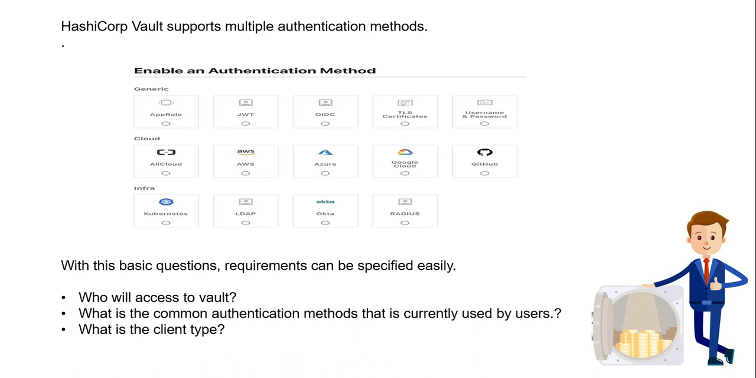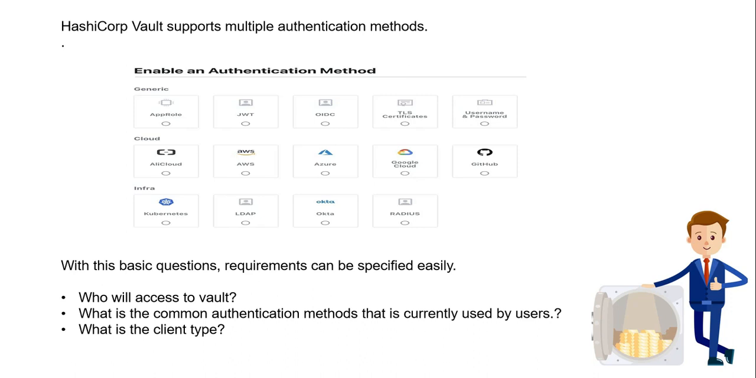As you see in this picture, HashiCorp Vault supports multiple authentication methods. These authentication methods come bundled with Vault. You can enable multiple authentication methods at the same time. The main purpose of authentication is to obtain a token from Vault and read the secrets. So Vault provides us a wide range of authentication methods.